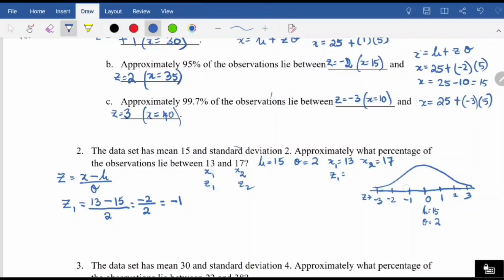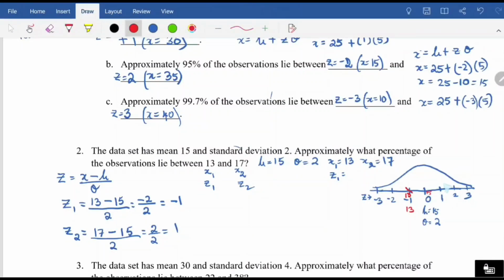All right, so that means 13 is located on our figure on the graph where negative 1 is, right? That's 13. This was 15, that's 13. Let's find the z sub 2 value now, the z value corresponding to 17. So that'll be x minus mu, 17 minus 15, divided by 2. So 17 minus 15 is a positive 2, divided by 2 is a positive 1.